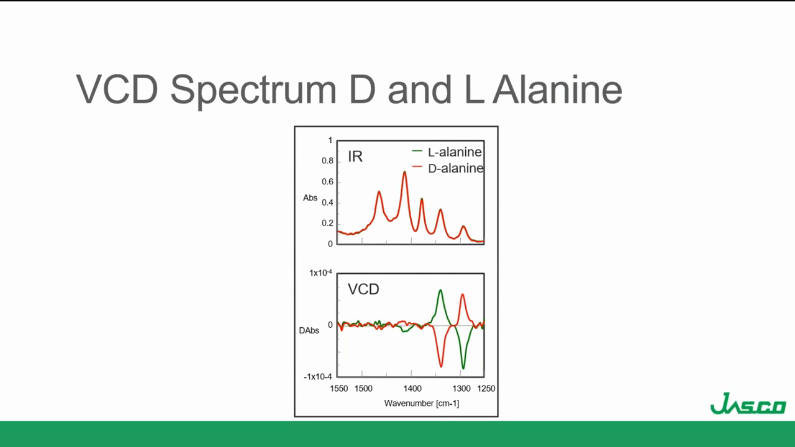So here is an example of the VCD spectrum for D and L alanine. Very interesting that in the IR, we are not going to see any difference between the L and D enantiomers, but in the VCD spectrum, we can see that the red line, which is the VCD spectrum for the L alanine, is reversed with the D alanine. Okay?